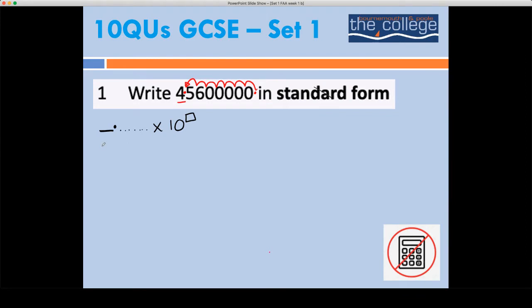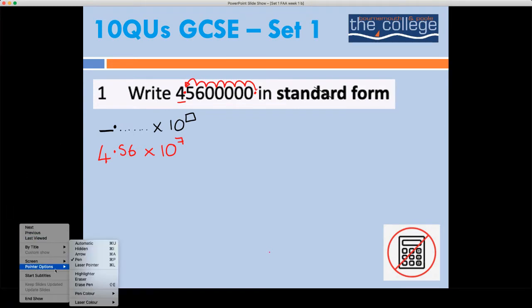So this answer should be 4.56. All those zeros can disappear now, you don't need those. Times 10. Now we move the decimal point 7 places, and we moved it up the number line, up the number line 7 places. So it's a positive power of 7.